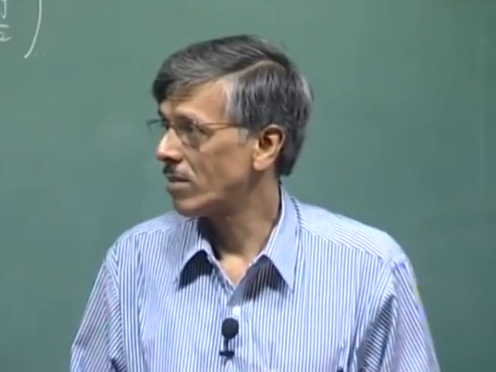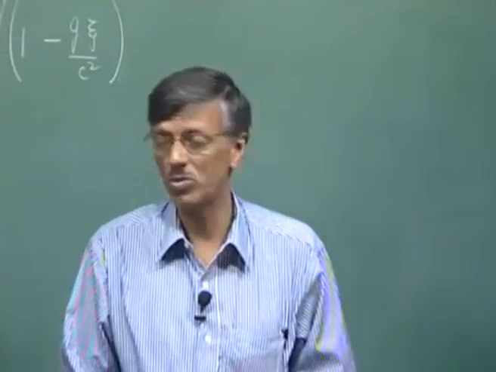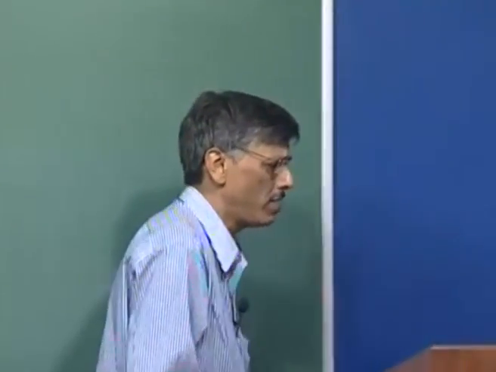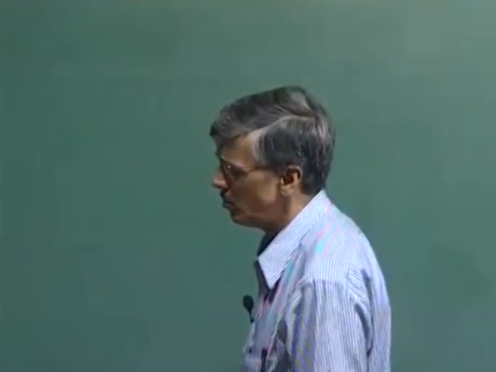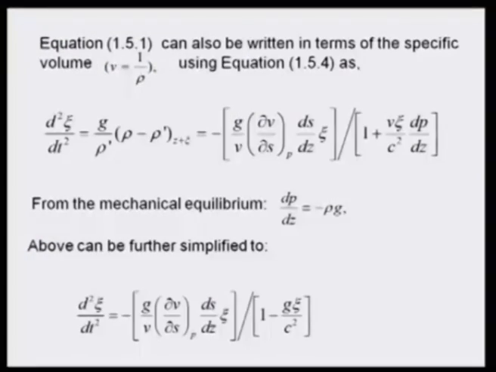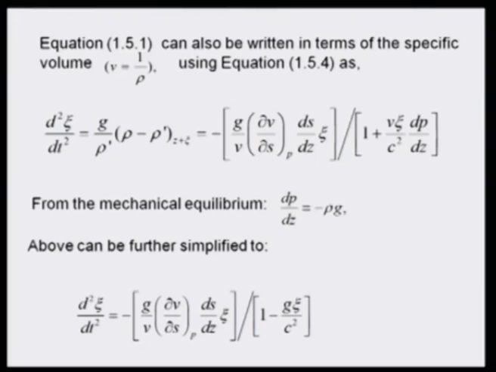Okay, in the last class, we were talking about the dynamic stability of a still atmosphere. And what we arrived at was this differential equation for the displacement xi of a packet which has been moved all of a sudden from its equilibrium position. This vertical motion is given by this dynamical equation, and that is what we see. Okay.